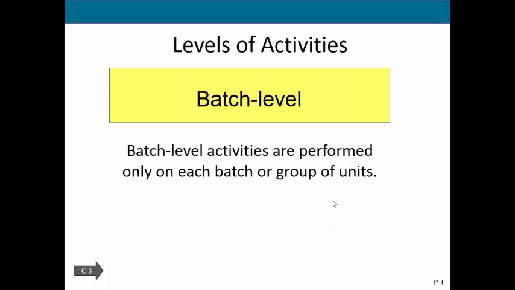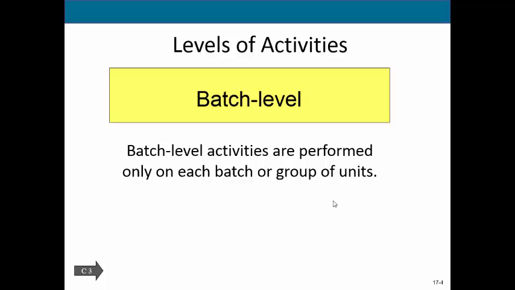Next, let's look at a batch level activity. A batch level activity is an activity that is performed on our products in batches. So let's think of an example of this. Again, if we're making shirts, let's consider that we are making red polo shirts. Anytime we have a batch, we would be running the same product in a number of units. So let's say we're going to run 10 red polo shirts. Those red polo shirts would be a batch.